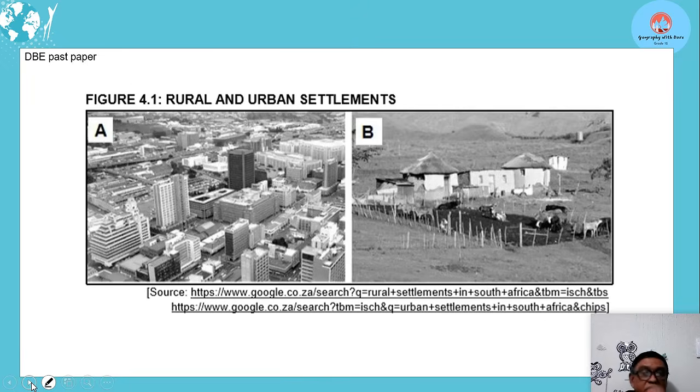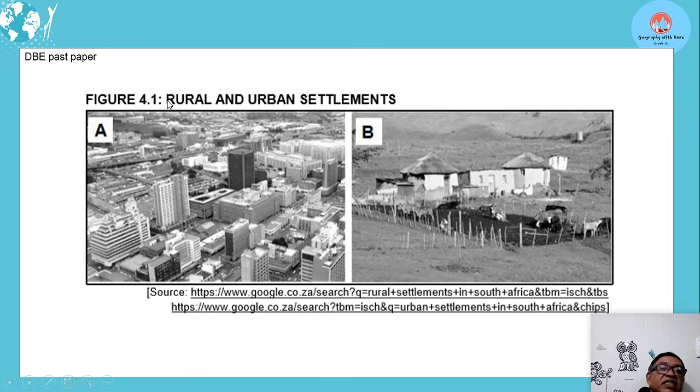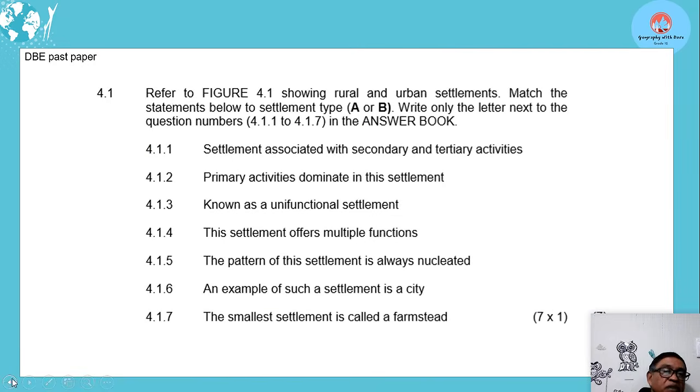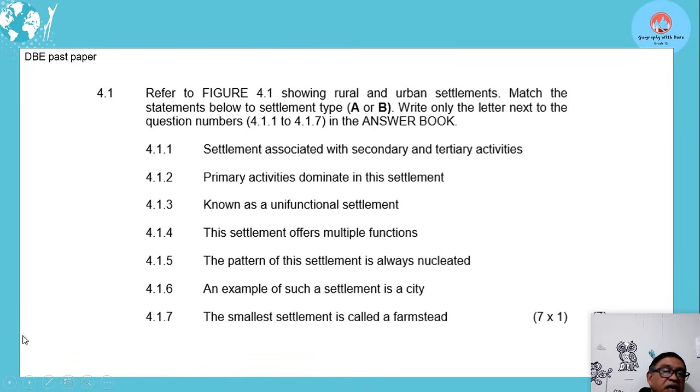Now let's look at another little short question. Urban and rural settlements. And again, in this one, we've got the letter. And again, it should be multifunctional for urban, tertiary, secondary services. For rural, it's just unifunctional, one thing, primary activities. So those things should already be playing in your mind. Why should it be playing in your mind? In the sense that the heading said rural and urban settlement.